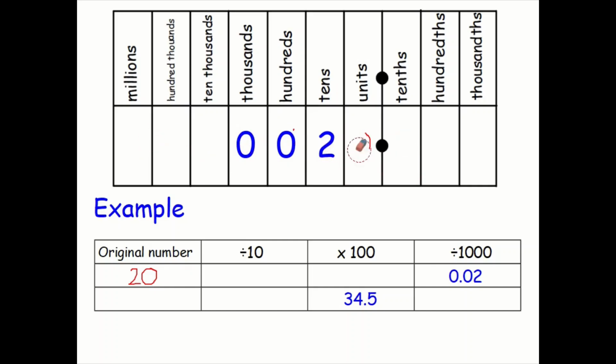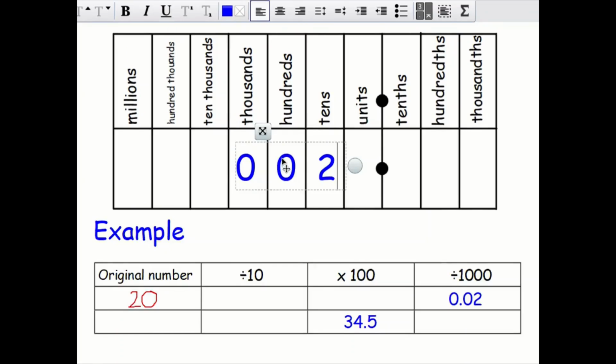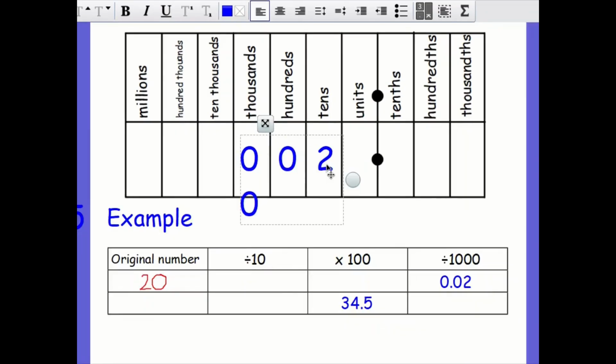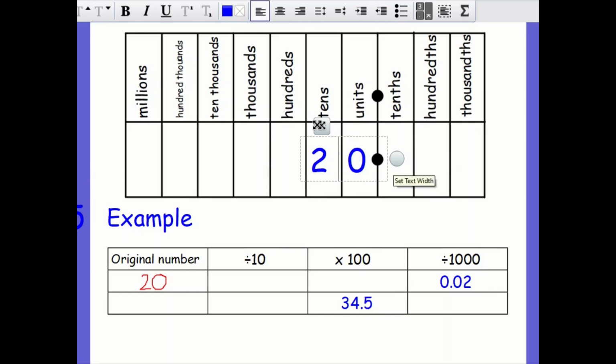I will rearrange the digits for you. So imagine if I've now got 20. Get rid of these zeros at the front. I've now got 20 in my place value table. So I would recommend you always check it. And if I'm dividing it by 1,000, I should end up here.